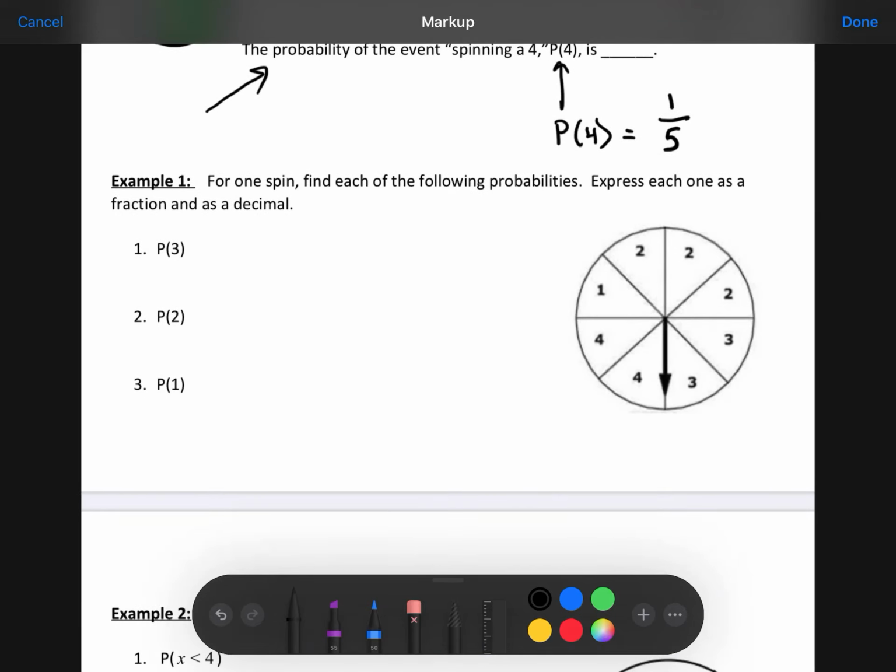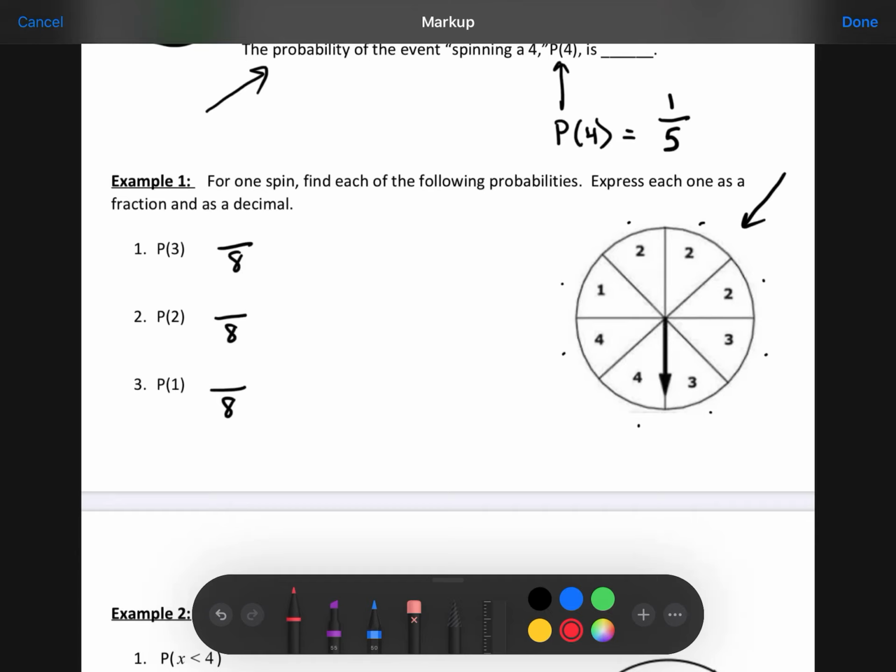So let's look down here. Here's a different spinner. Notice this looks different, and we've got more than one number. The first thing you always want to look at is how many it is divided up into total. And we've got 1, 2, 3, 4, 5, 6, 7, 8. So all of my denominators are going to start out as being over 8. Everything is out of 8. My directions say for one spin, find the probability and then express each one as a fraction and a decimal.